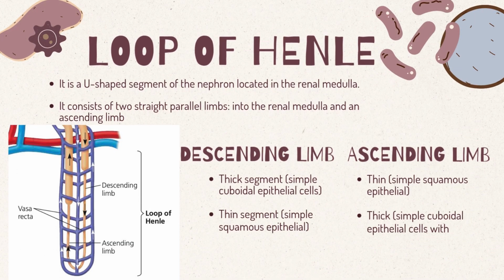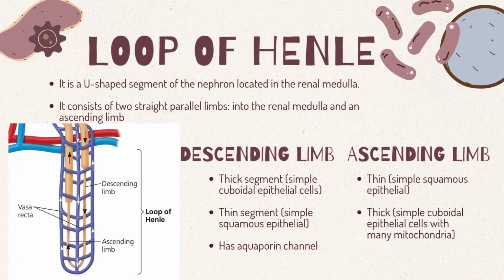Loop of Henle. It is a U-shaped segment of the nephron located in the renal medulla. It consists of two straight parallel limbs, a descending limb into the renal medulla and an ascending limb. Descending limb. Thick segment, simple cuboidal epithelial cells. Thin segment, simple squamous epithelial. Has aquaporin channel. Ascending limb. Thin, simple squamous epithelial. Thick, simple cuboidal epithelial cells with many mitochondria.